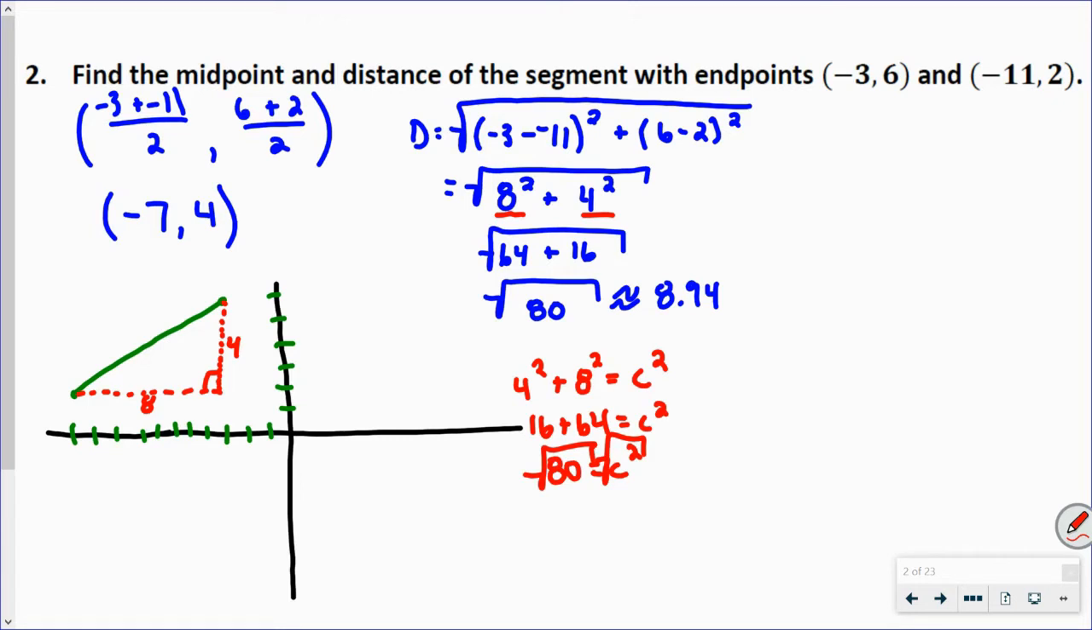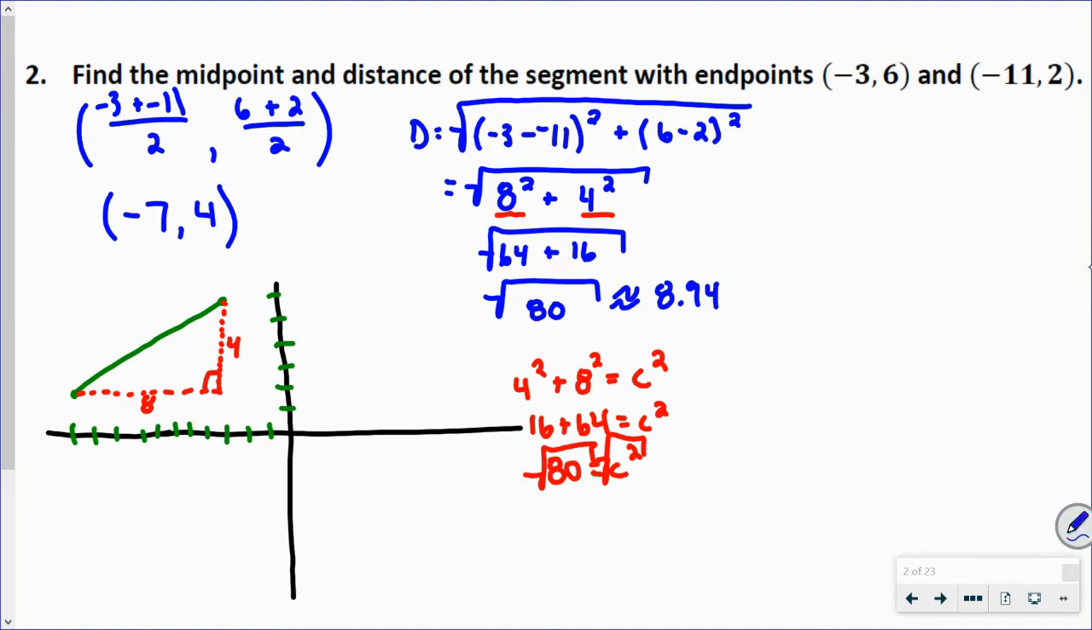So you get the square root of 80 again. Now, for the midpoint, we can still use these values here, and then we're going to just divide it by 2. So my midpoint's going to be halfway here.